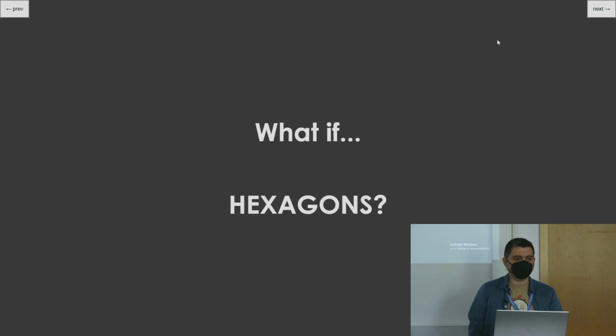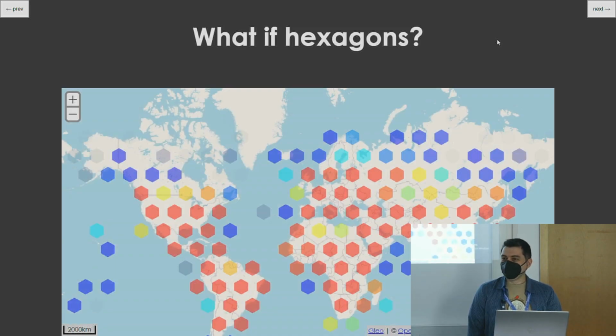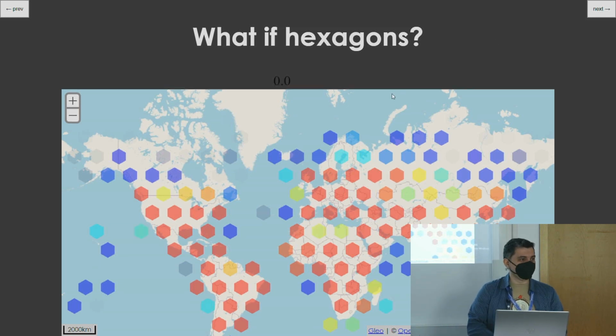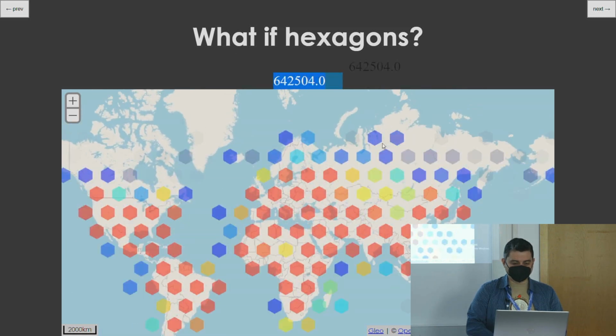Okay, and obviously, what if hexagons? I have hex binning. I have real-time client-side hex binning. And it works. It just works. And it's so smooth.